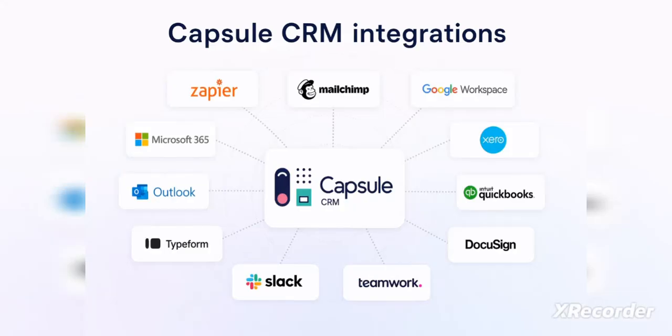Step 6. Integrations and automation. Advanced level of how to use Capsule CRM. Why it matters? Saves time, reduces manual work. How to use? Connect email, calls, phone, integrate with marketing tools. Common mistake: adding automation before structure. Automation without structure, chaos.